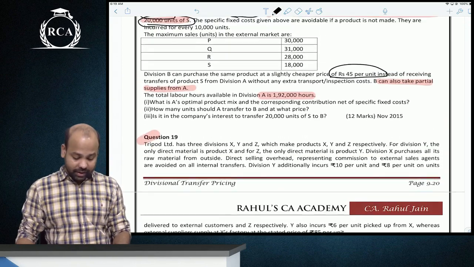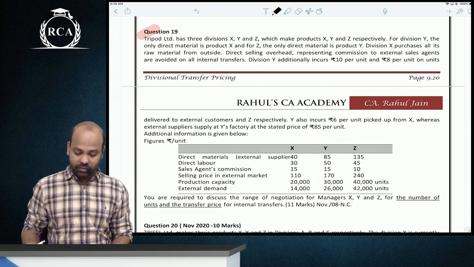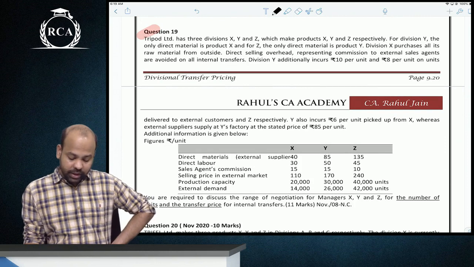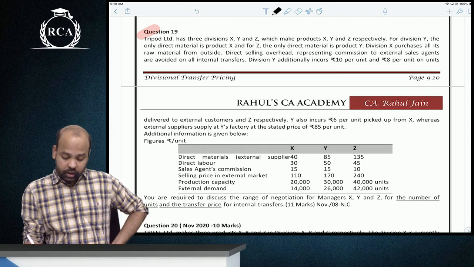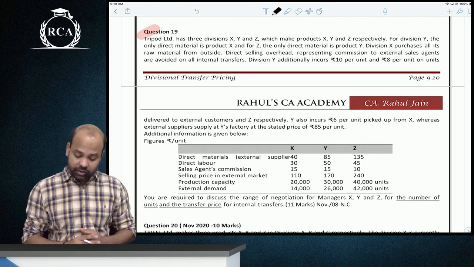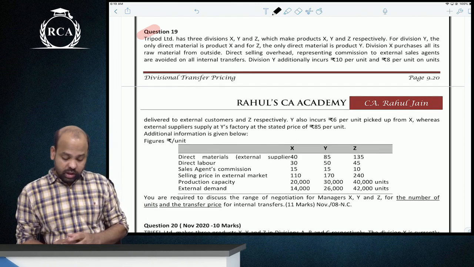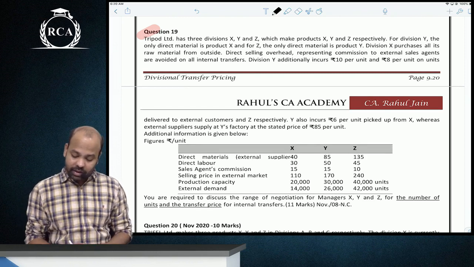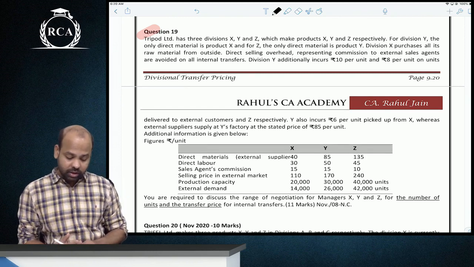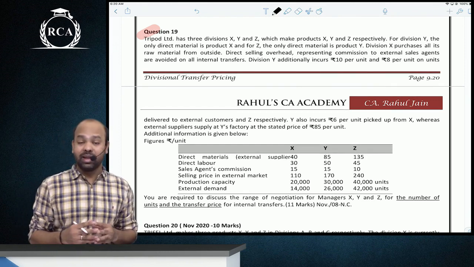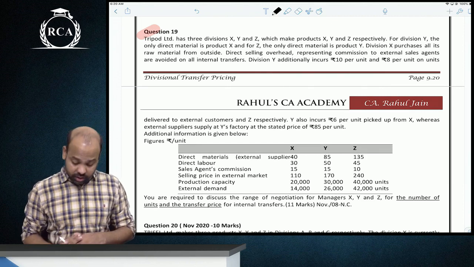Tripod Limited has three divisions X, Y, and Z, which make products X, Y, and Z respectively. For division Y, the only direct material is product X, and for Z, the only direct material is product Y. So, guys, whatever X manufactures, Y needs it. Whatever Y manufactures, Z needs it. Division X purchases all of its raw material from outside. Direct selling overhead representing commission to external sales agents is avoided on all internal transfers. So you do not have any sales agents' commission when there are internal transfers.